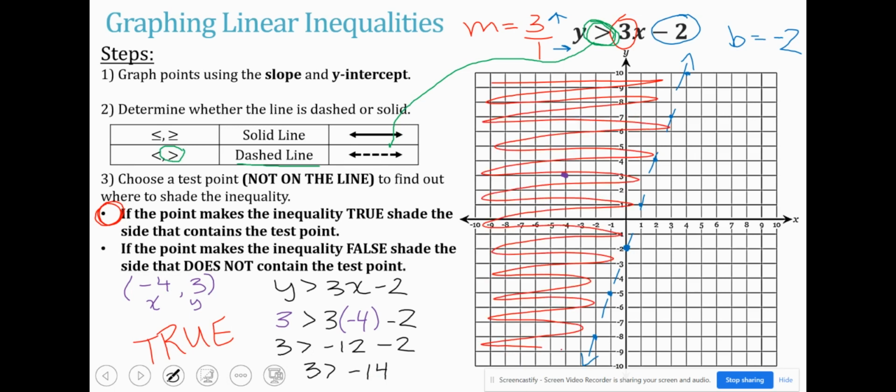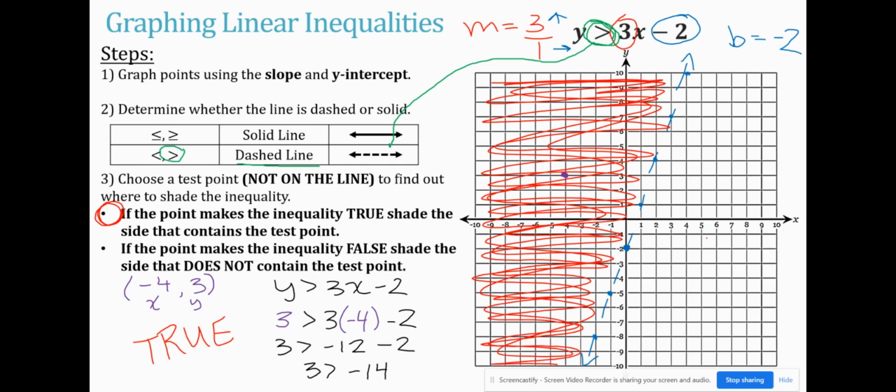Just like this, all the way down. Don't stop at any axes. We're not looking at the axes, we're just looking at the line that we graphed. Now, if I picked a point on this side of the line and we plugged it into the inequality, it would be false. We would end up with something like 2 is greater than 10. We know that that's not true. So if it's true, you shade the side of that point. If it's not true, you shade the other side that does not contain that point.